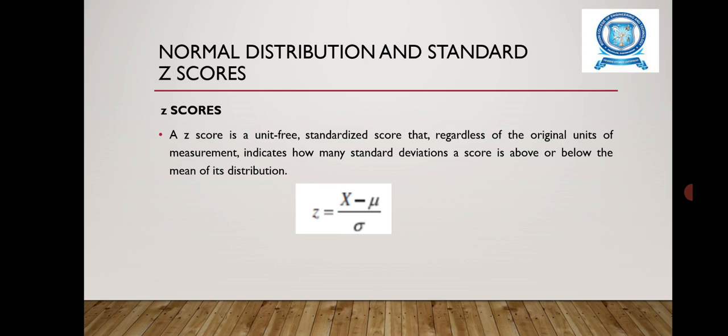Z-scores. A Z-score is a unit-free standardized score that, regardless of the original units of measurement, indicates how many standard deviations a score is above or below the mean of its distribution. It is depicted by Z is equal to x minus mu divided by the standard deviation, sigma. So a Z-score can be defined as a measure of the number of standard deviations by which a score is below or above the mean of the distribution. In other words, it is used to determine the distance of a score from the mean.